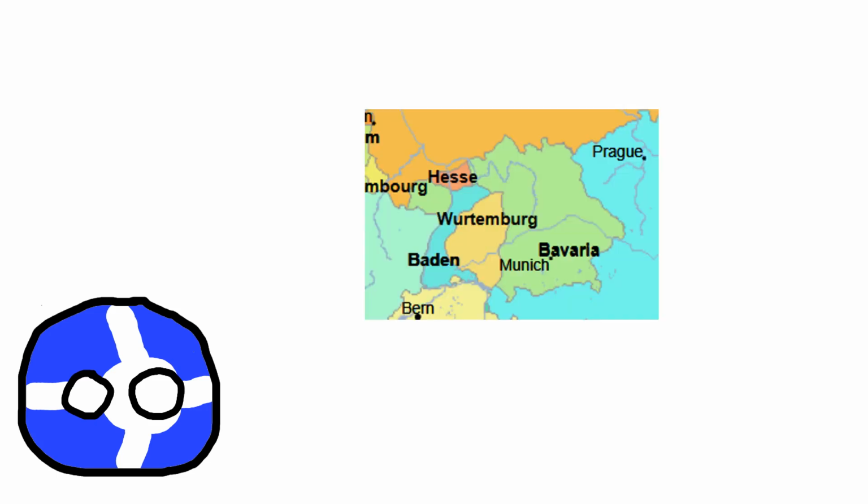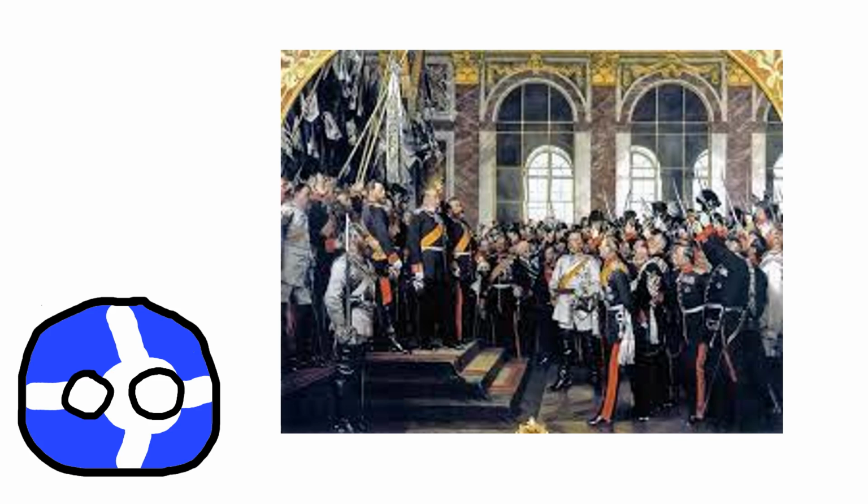So the South German states, which were Bavaria, Baden, and Württemberg, joined forces with Prussia, and as for the war, France got obliterated. On January 18th, 1871, the German Empire was declared in the Palace of Versailles. Yes, Prussia pushed so far into France that they declared their nation in the Palace of Versailles. Now, for the first time ever, a unified German state exists.